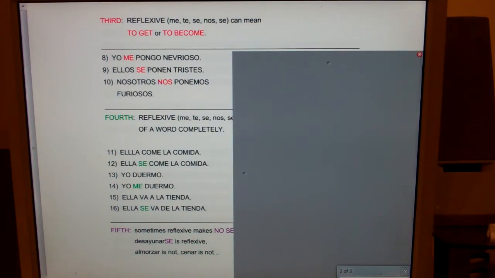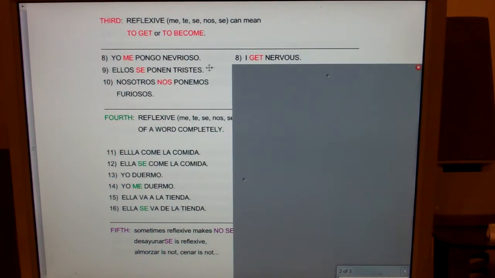Reflexive pronouns, me, te, se, nos, se, can also mean to get or to become. Example, yo me pongo nervioso. It looks like I put myself nervous, but it translates I get nervous or I become nervous. So, that me does not mean myself. It doesn't mean to each other. It means to get or to become.